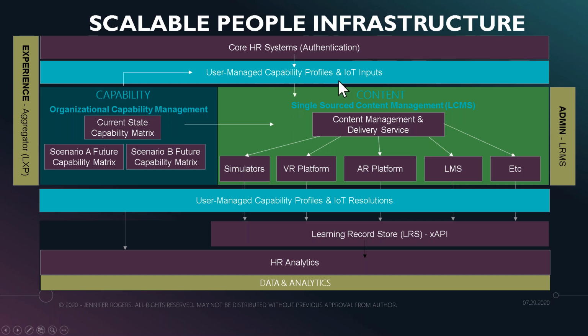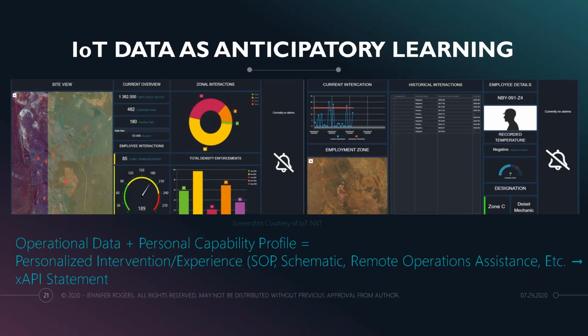We can look at the capability profile of a person as well as the IoT inputs that come from the operational context and personalize an experience through augmented reality that then actually changes the behavior of the person and resolves the operational context, which gives us the data to show that we've closed the loop by the change in that behavior.